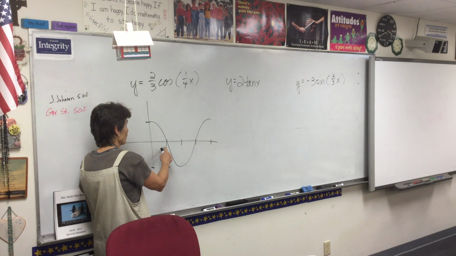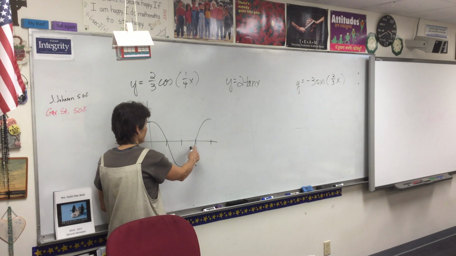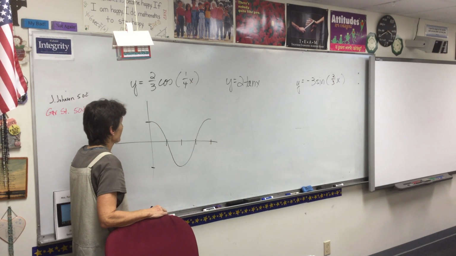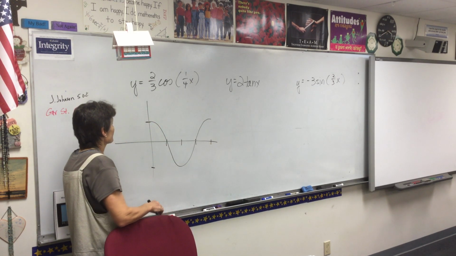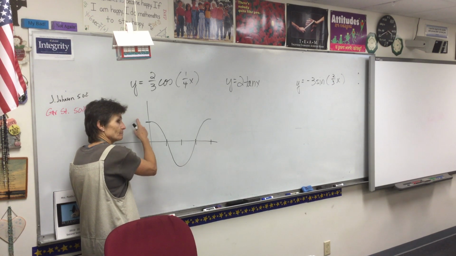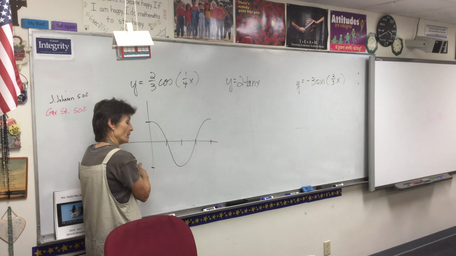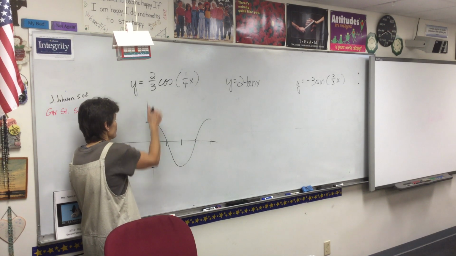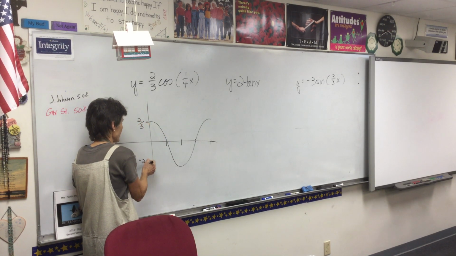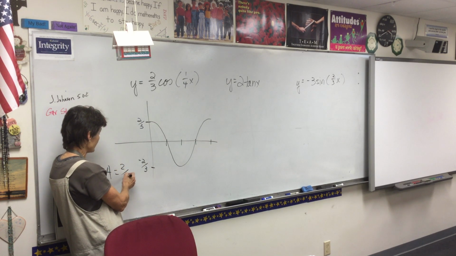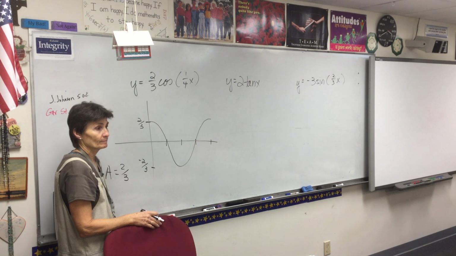You put a hash mark where you cross, the low point where you cross, and the end. Those are your hash marks. What are these? They're supposed to be 1 and -1, but because of the 2/3, they're going to be 2/3 and -2/3. So our amplitude is 2/3.